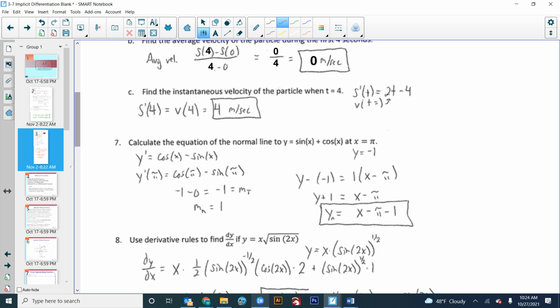All right, 7, equation of the normal line. You need the slope of the tangent line, so you have to take the derivative, plug in pi, and then take the opposite reciprocal. The tangent slope was negative 1. The normal slope should have been positive 1. And then you need the y value. You had to plug in pi into the original. Get y equals negative 1. So the equation of the normal line is, both ways are fine, either y plus 1 equals x minus pi, or if you solve for y, y equals x minus pi minus 1.